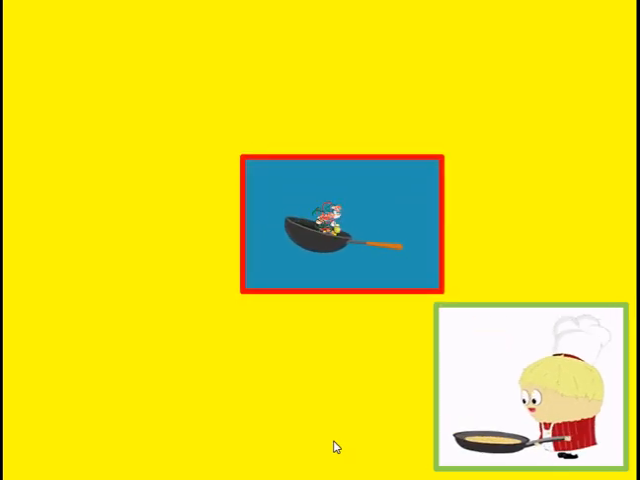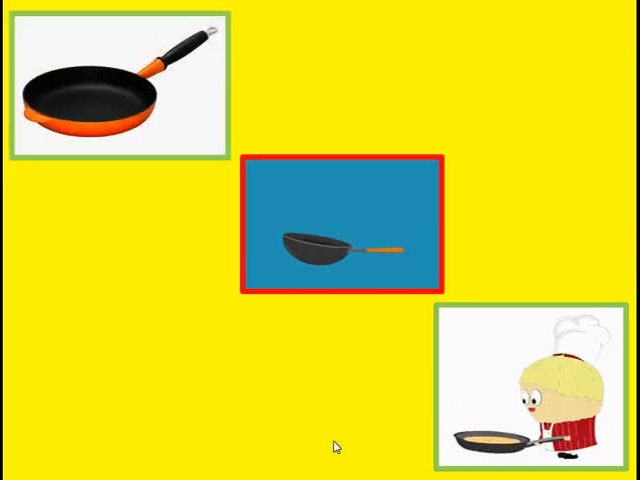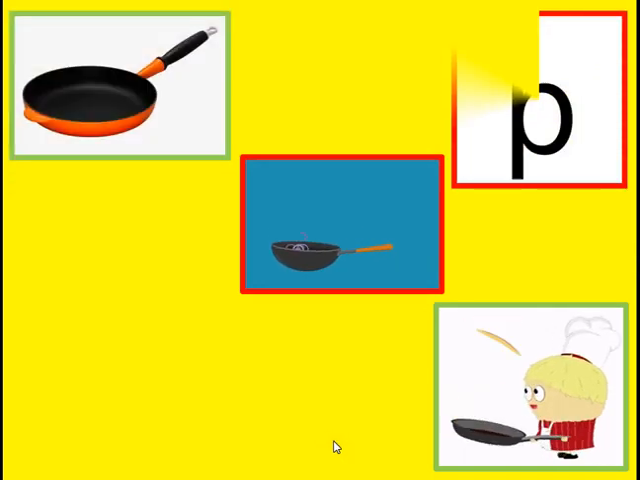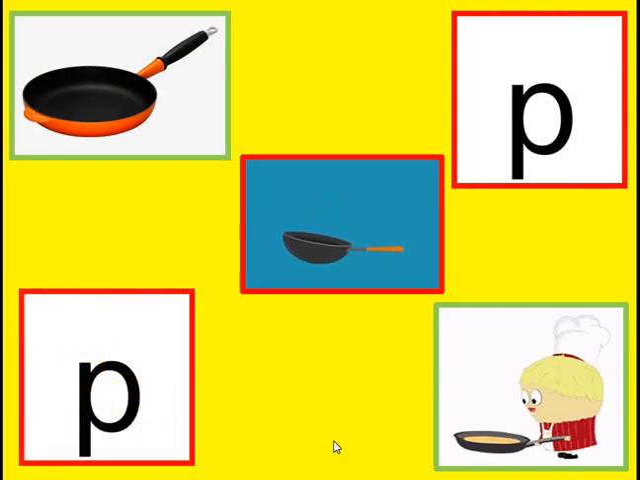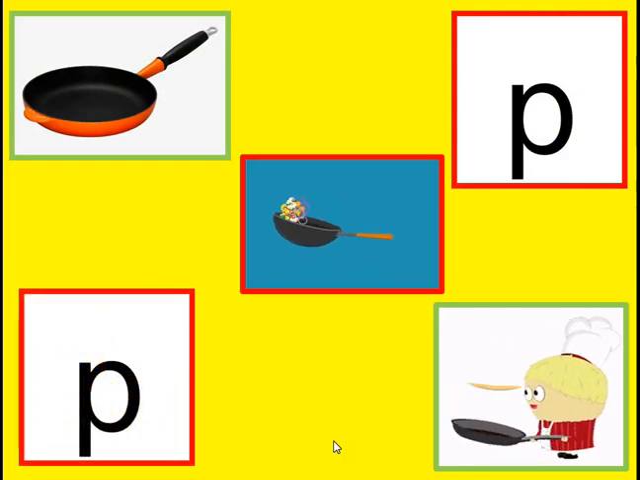Pan. You can see on your screen there is a cooking pan. P for pan. This is the letter P. P for pan.